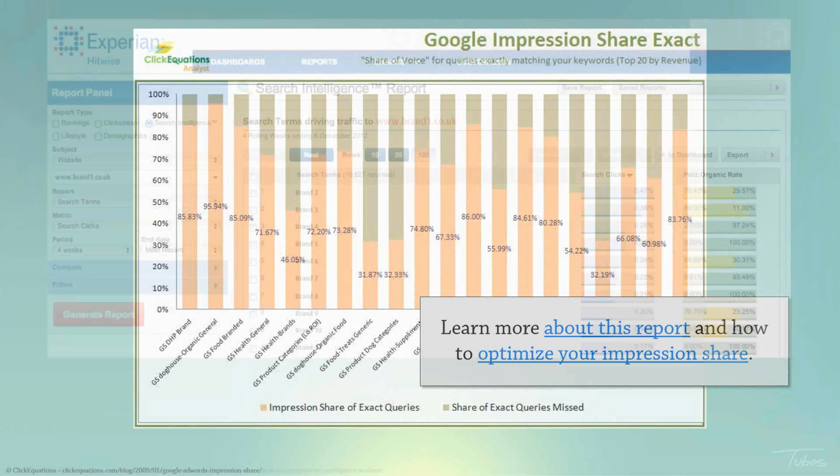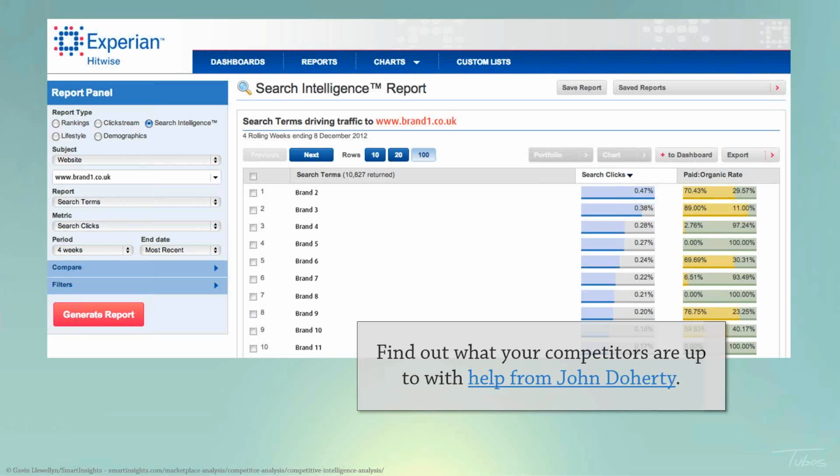A tool like Experian helps you understand where the clicks are being earned. So maybe it's you, maybe it's your competitors. Experian can give you a sense of that. And John Doherty is a marketer who's written up an article that can help you understand how to use these tools. So click through on that link for more information.